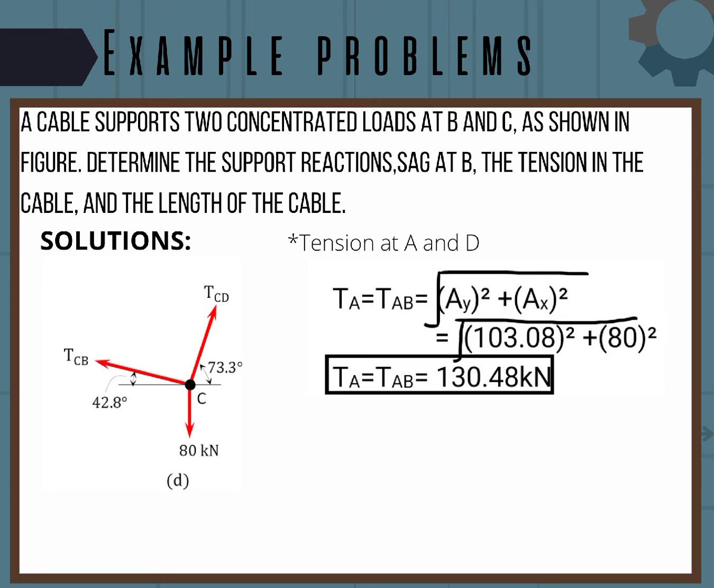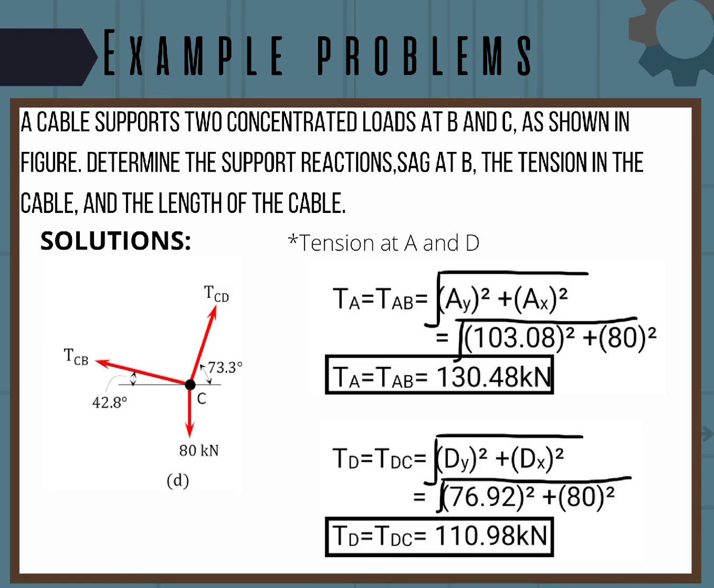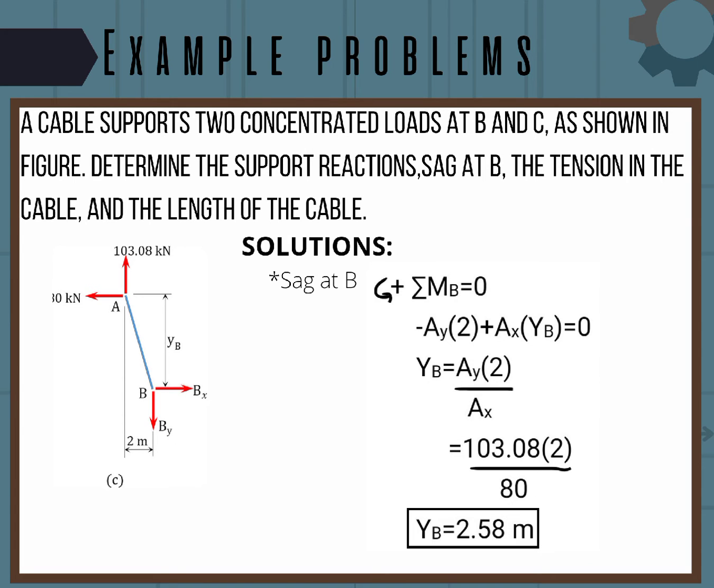The answer will be tension A is equal to tension AB is equal to 130.48 kilonewton. Then tension D is equal to tension DC is equal to square root of dy squared plus dx squared. Substituting its values, it is equal to square root of 76.92 squared plus 80 squared. So we will get the answer: tension D is equal to TDC is equal to 110.98 kilonewton. For now, we will solve for the sag at B.